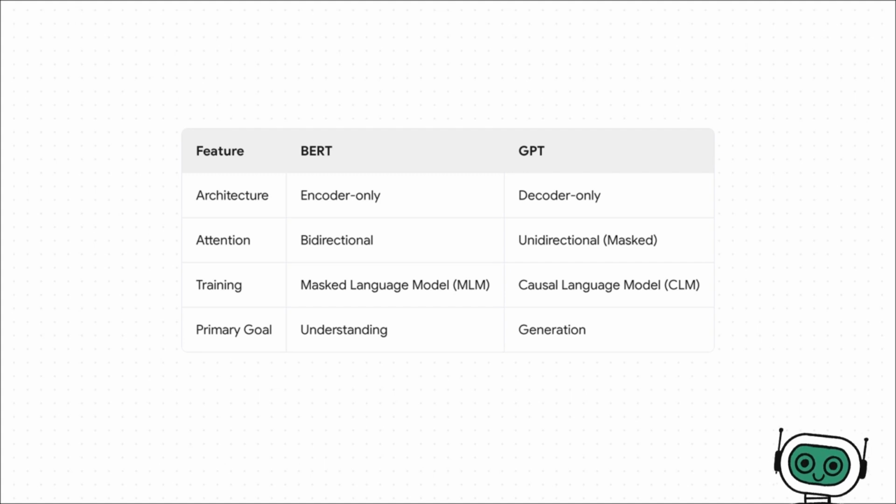BERT uses an encoder-only architecture. An encoder is designed to take in text and create a rich, dense representation of its meaning. GPT, on the other hand, is decoder-only. A decoder's job is to take a representation and unfold it into a sequence of new words. This naturally leads to their attention types. BERT's is bidirectional, looking everywhere at once, while GPT's is unidirectional, only looking back at what came before.